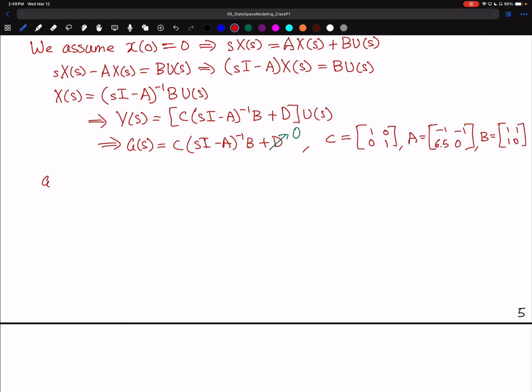So G of s is equal to 1, 0, 0, 1, times the matrix s, 0, 0, s, that is s times the identity matrix, minus A, which is -1, -1, 6.5, and 0. We'll need to take an inverse of that. And then that's multiplied by B, which is 1, 1, 1, 0.